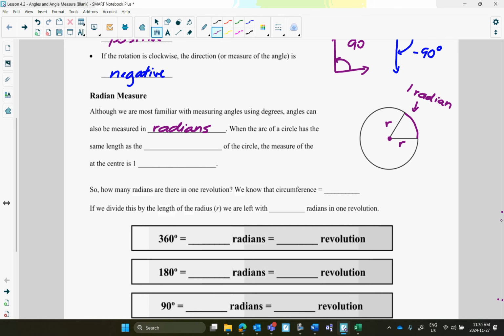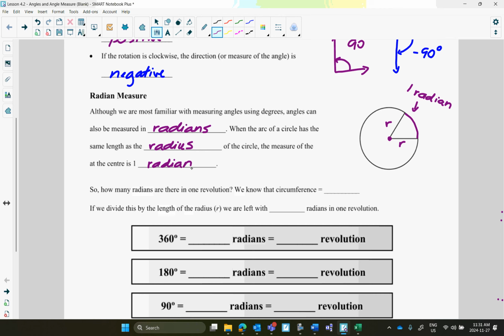So 1 radian is about this much of a circle. When the arc of a circle has the same length as the radius, the measure of the angle from the center is 1 radian. So 1 radian is about that length. Not exactly, because I don't know if this is exactly the same, but it's pretty close.